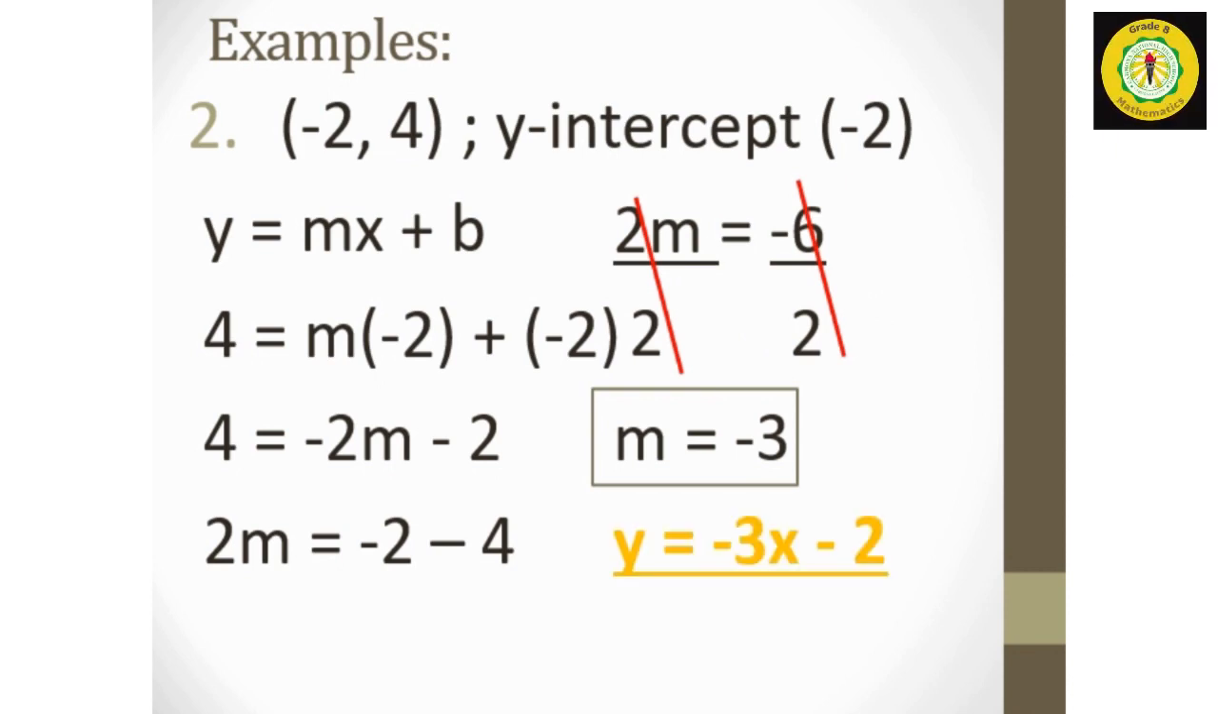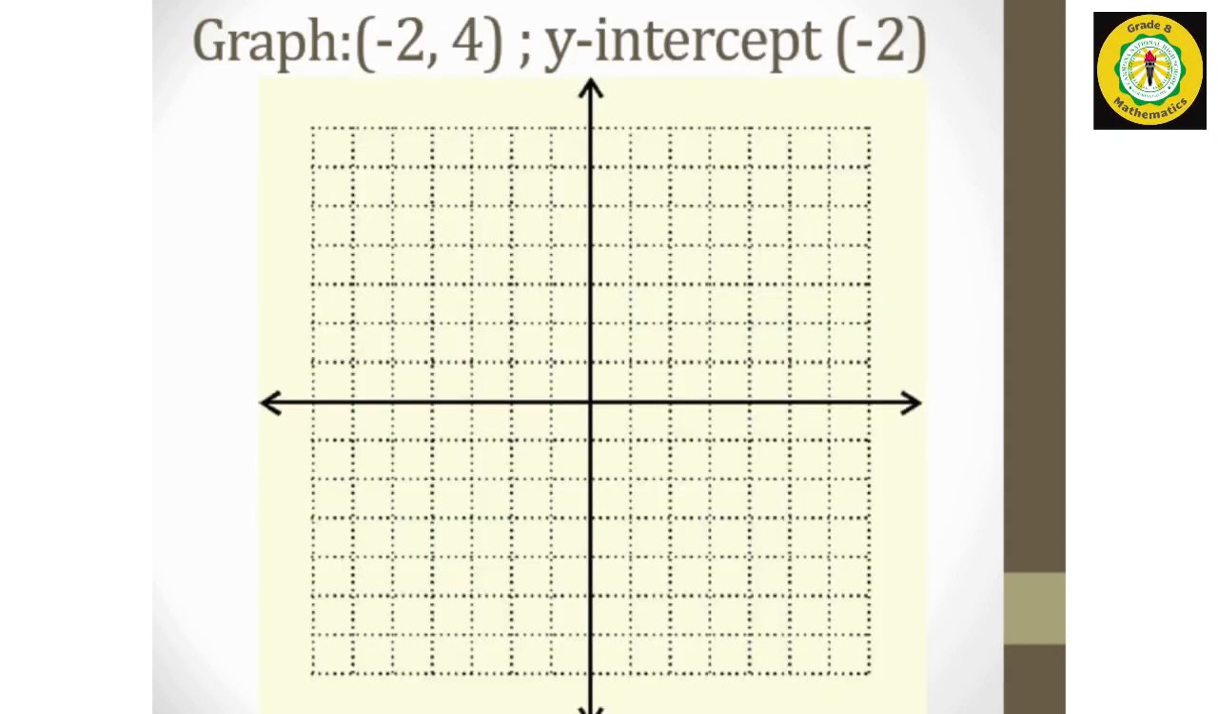And for the equation of a line, we have here y equals negative 3x minus 2. So this is our m, which is negative 3, and our b or the y-intercept is negative 2. Now let's graph. So we have here the point negative 2 and 4. So I have here 1 and 2, negative 2, and then 4, 1, 2, 3, 4. So point negative 2 and 4, and the y-intercept which is negative 2. And then graph.